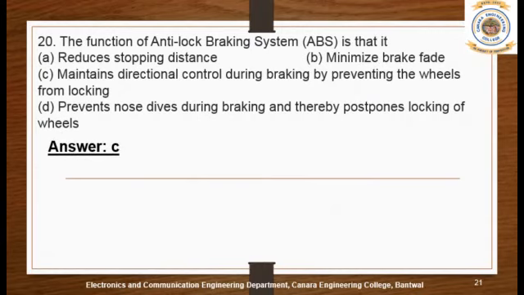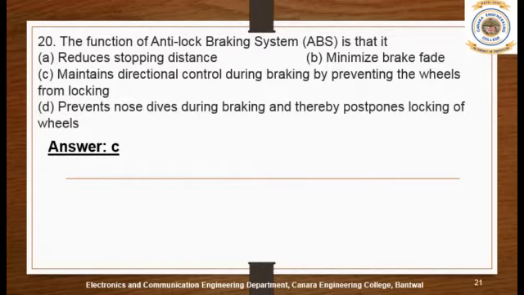Then the function of ABS, or anti-lock braking system, which is normally used in all new vehicles nowadays. Should it reduce stopping distance? No, that is not possible with ABS. Minimize the brake fade? No, that is related to a wear and tear issue. Maintains directional control during braking by preventing the wheels from locking. Okay, so this is what happens.